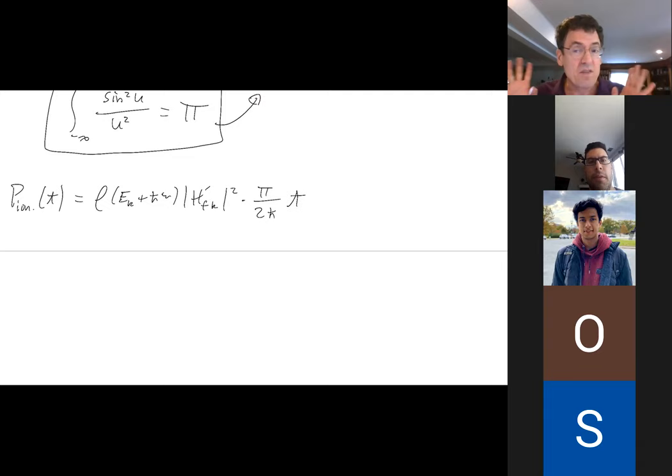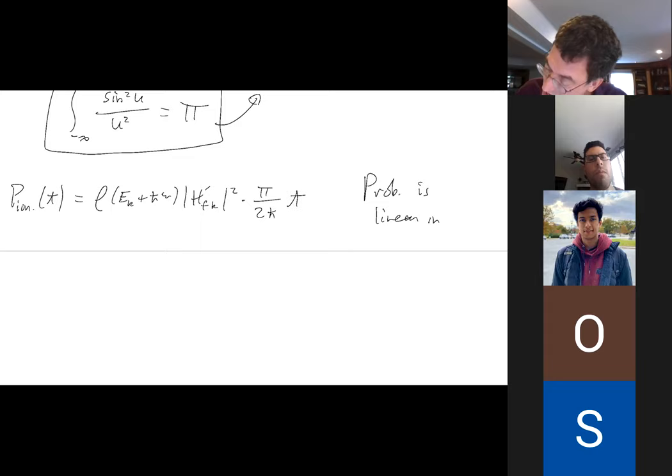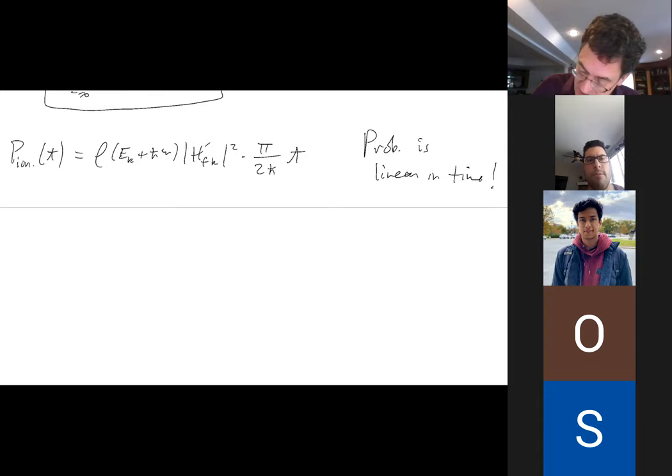But this is a bit of a weird result because you'll notice that the probability is linear in time. The first time you see this, it's kind of weird. Basically the way to think about it and visualize it is that here's my atom and I'm sitting in the kth state, the initial state. All of my amplitude is there. Remember that picture of the amplitude, c_k of 0 squared is 1. I got all my amplitude sitting in that state.